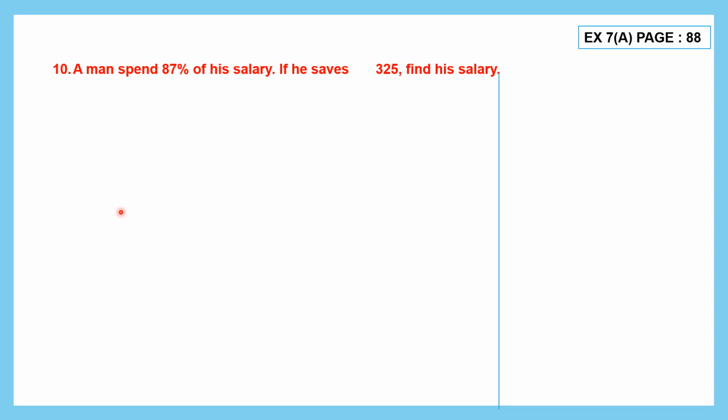Question 10. A man spends 87% of his salary. If he saves 325 rupees, find his salary. Salary is the amount he gets when he works, isn't it? Now here we are told that he spends so much and he saves a certain amount, that is 325 rupees, and we have to find his salary. We don't know his salary. We need to find out that. So let's begin by saying, let the salary of the man be X. We don't know what his salary is, so let it be X.